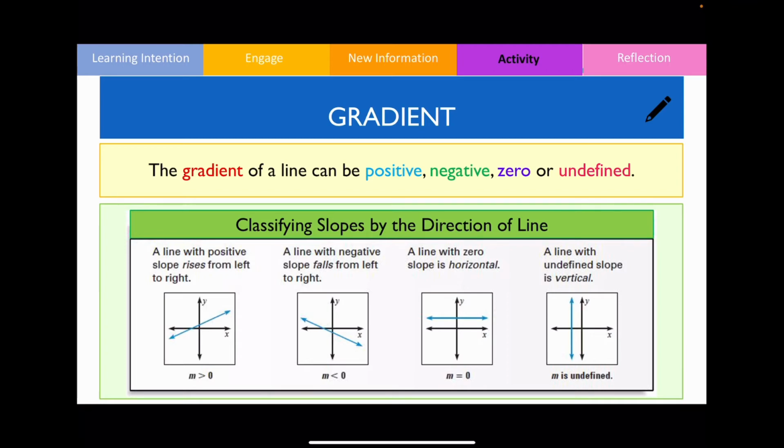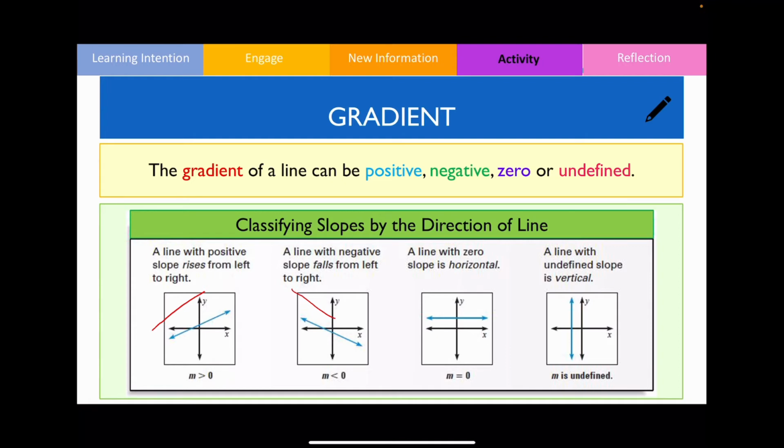So we know that any graph where if you start from left to right and it increases, the gradient is going to be given a positive value. Without doing any working out, I know it's going to have a positive value. In contrast, if the graph actually decreases from left to right, then it's therefore going to have a negative gradient, okay?